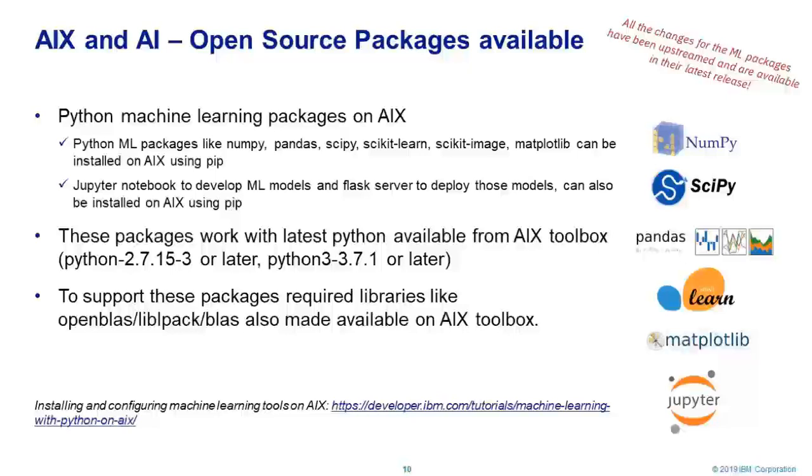To run these packages, specifically NumPy and SciPy, you need the BLAS library, which is a basic linear algebra library, and those are made available from the AIX toolbox. So we have OpenBLAS and LAPACK libraries available from the AIX toolbox. There is also a developerWorks article published, a step-by-step guide on how you can install these machine learning packages on AIX. This guide, with the link down here, actually gives you the steps to install these machine learning packages on AIX, how you can build your model, and how you can run a Python-based machine learning model on AIX.